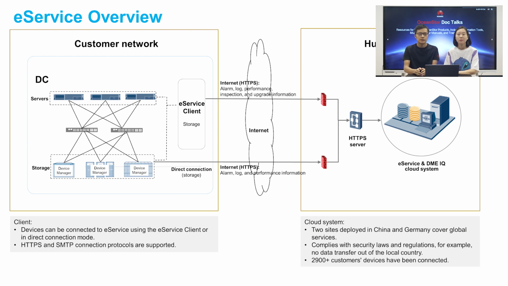The other one is the eService cloud system, which is deployed on Huawei cloud servers. The cloud system performs intelligent analytics based on the data reported by the eService client and then provides remote and intelligent O&M tools for partner service engineers.